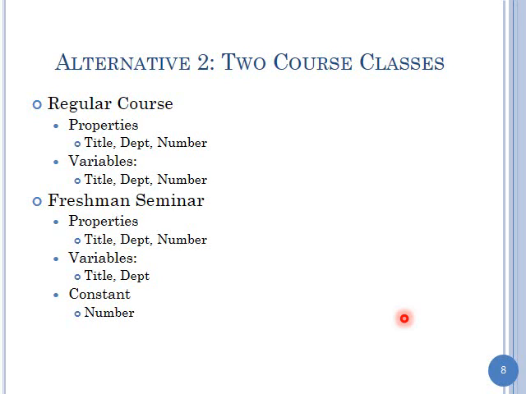So I can either have one course class, or I can have two. Now if I have two course classes, I'm efficient in terms of memory, but in terms of how much code I had to write, am I duplicating things?